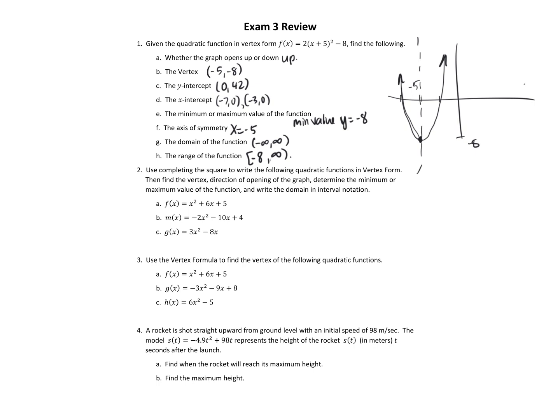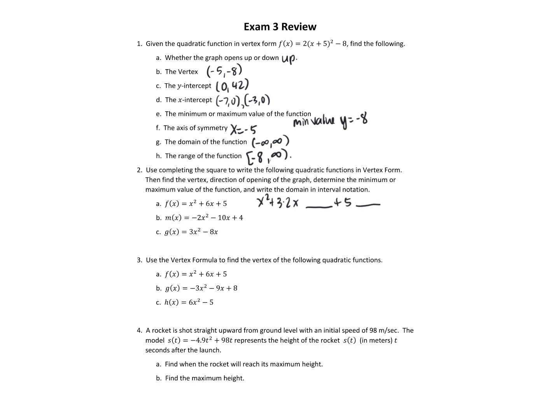Use completing the square to write the following quadratic functions in vertex form, then find the vertex, direction of opening, and so on. Okay, so let's go ahead and do that. For this one, I want to complete the square. So I have f of x equals x squared plus, and I'm going to write that 6 as 3 times 2x, and then I want to add something and subtract it off.